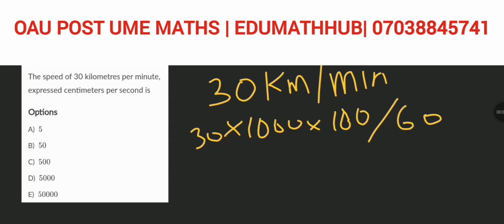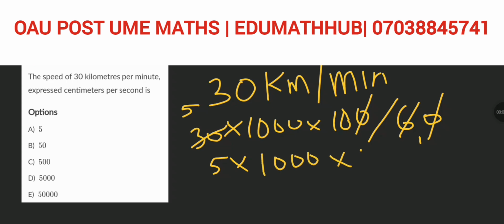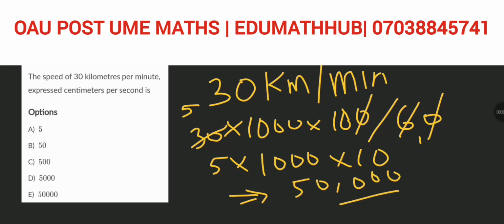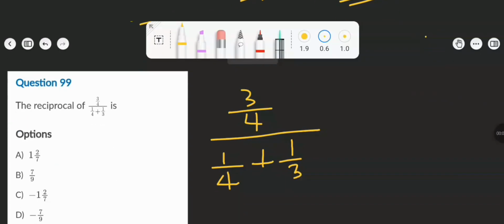So all you have to do is just cancel this out. So 0 cancels 0, 6 here 1, 6 in 30 will give you 5. So you're going to have 5 times 1000 times 10. So multiply that out, you get 50,000 as the answer. So the correct answer is option E. So that's the first one.